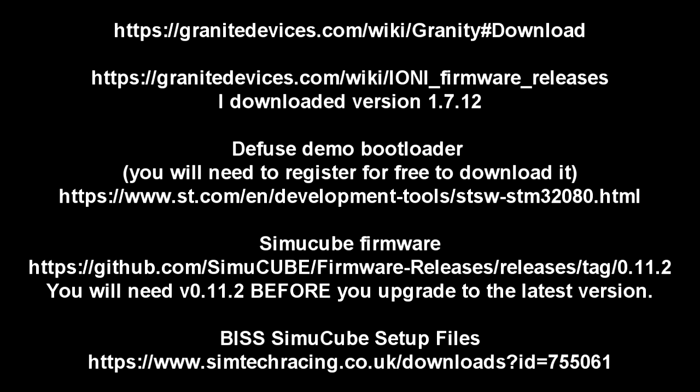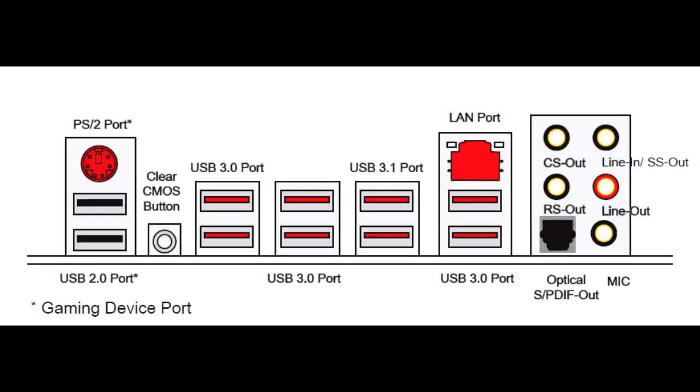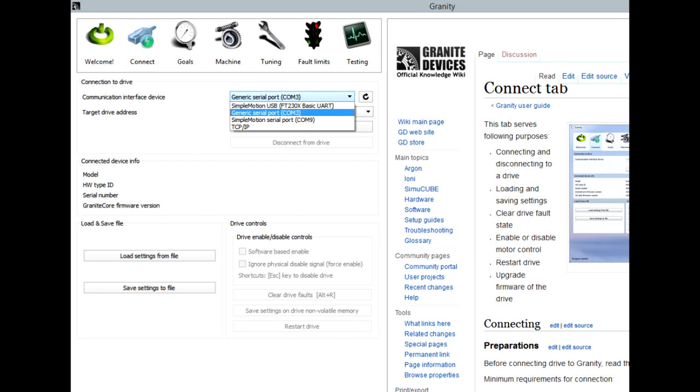You'll also need to download the servo motor setup or configuration file from here. Some third-party chipsets don't play very well with Simucube. Look at your motherboard manual and connect Simucube to the chipset native USB 2 ports, not third-party ones such as VIA or OS Media. The two DIP switches should be in the normal position. Windows devices should report an FT230X basic UART and an STM32 bootloader.